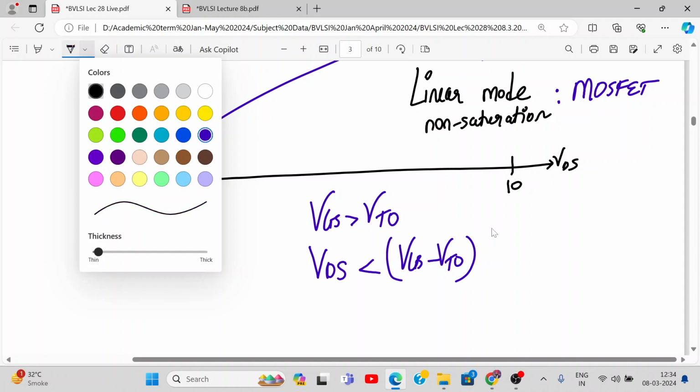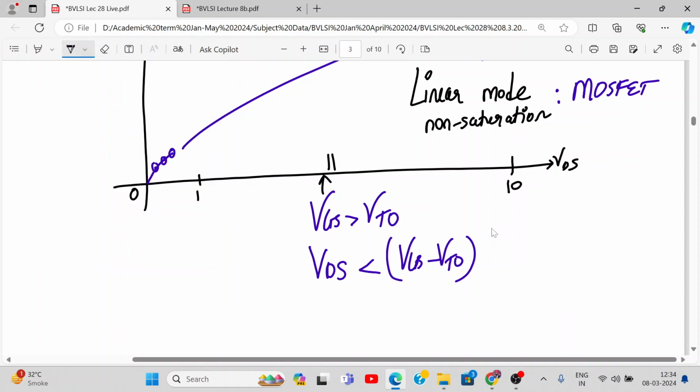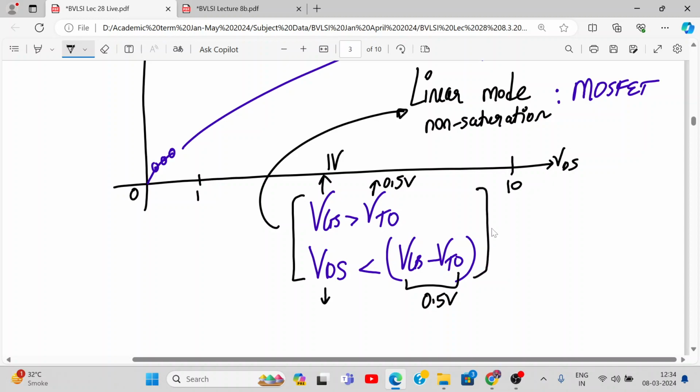Look, if this is 1 volt, and this is 0.5, how much is this? 0.5. So if VDS is less than 0.5, then only this linear mode of operation will exist, right? Yes or no? So this should be less than 0.5. So this is the condition for the MOSFET to be in the linear region or non-saturation region. Write this down, very, very important. This is the boundary.